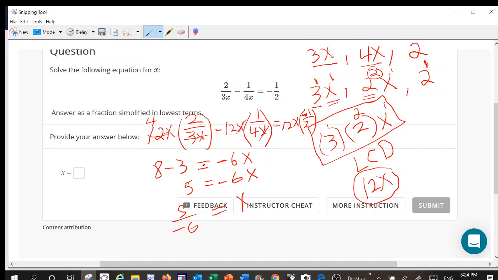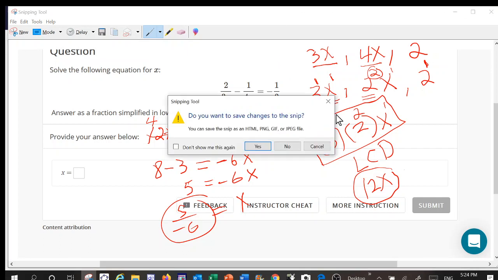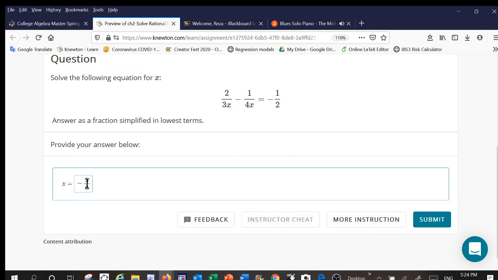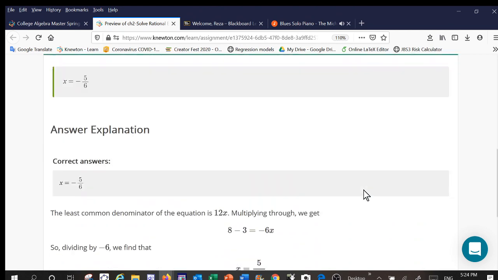Now we always have to check and see if this number makes any of the denominators 0, then it shouldn't be a solution. But in this case, we are okay. So the answer is negative 5 over 6. Okay, so let's do one more.